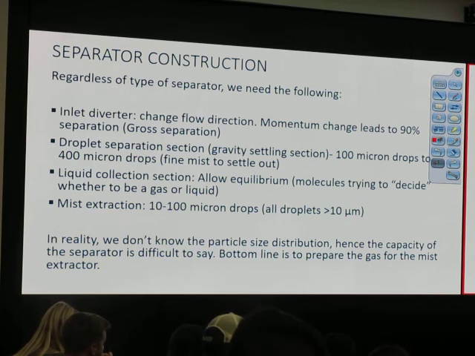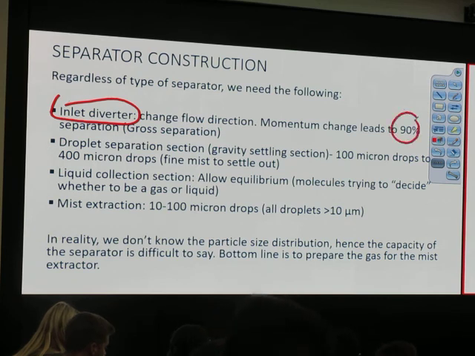All right. This part is about how we make a separator. We need an inlet diverter. The inlet diverter will help 90% of the separation happen over there. So if somehow the separator doesn't work, maybe the inlet diverter is just gone or something, or erosion happened on the inlet diverter. We need a droplet separation section.